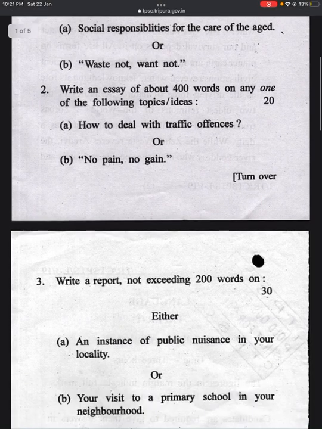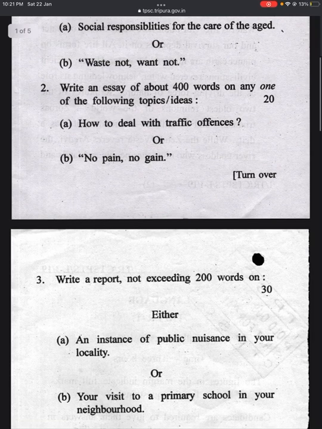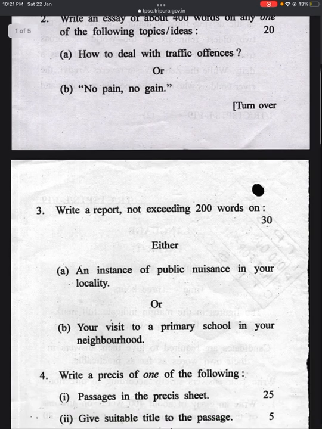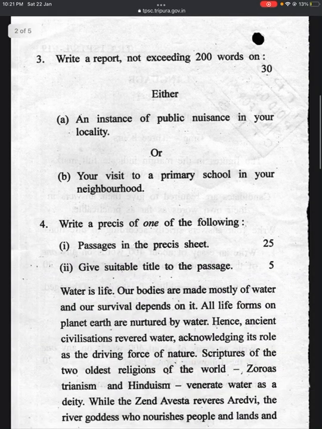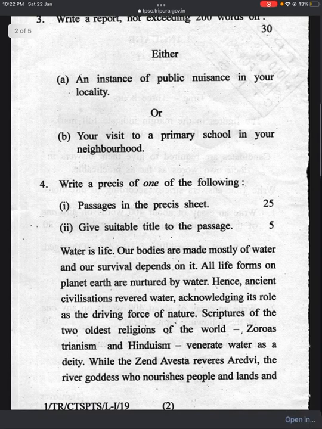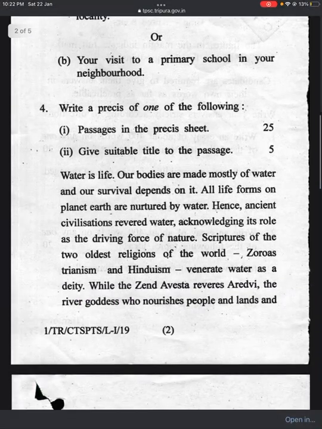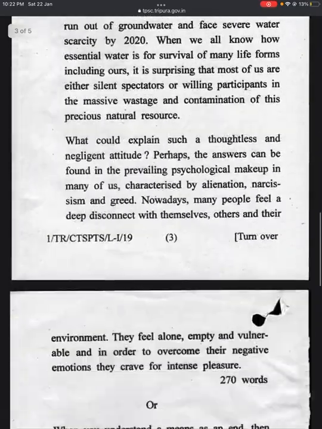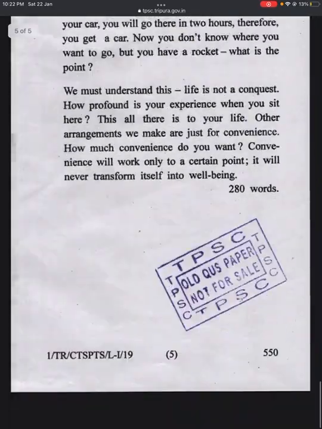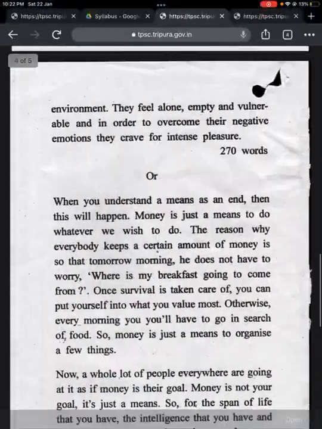Then in the second question, how to deal with traffic offenses or no pain no gain. So again here also I went for the first one, how to deal with traffic offenses, because I knew few of the acts, traffic acts and regulations, so I used it. And then report writing, again you would be given two alternatives. Then pre writing. Yeah, this is paper 1.